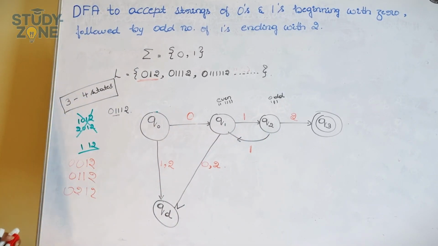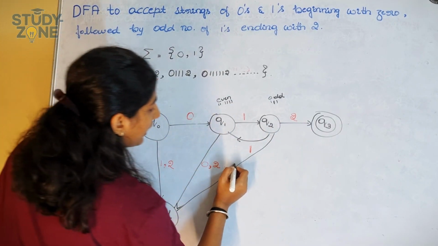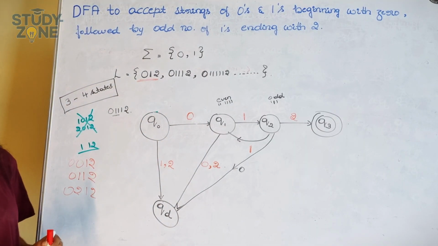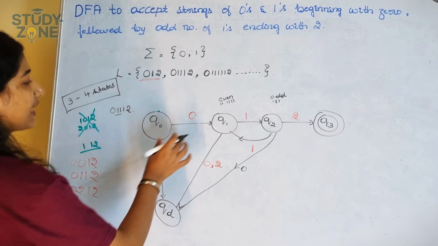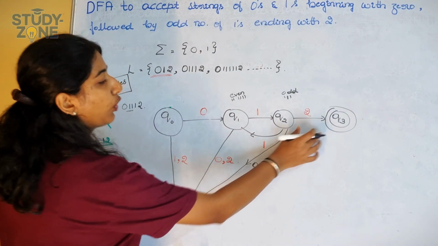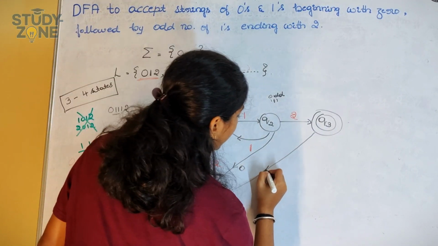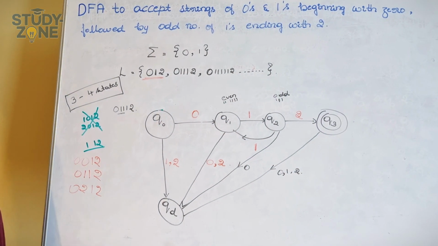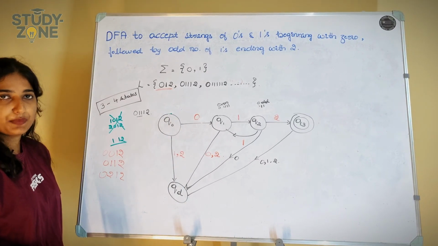Now if I get 0 here, I am moving to QD because this is a dead state. Now in the Q3 state, if I get anything, which means I already got 0, 1, 2, right? At the end I shouldn't get anything. It should end with 2 only. So if I get 0, 1, 2, anything here, it will be moving to dead state. So this is how we represent transition diagram. I hope you understand this one. So let us take some of the examples and solve this.